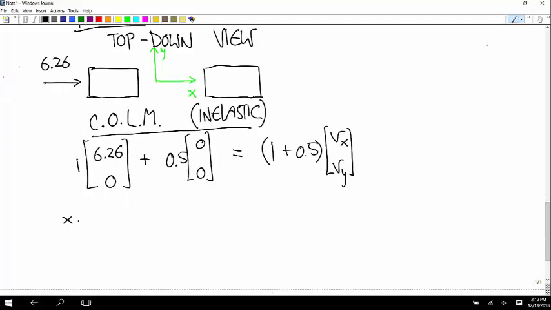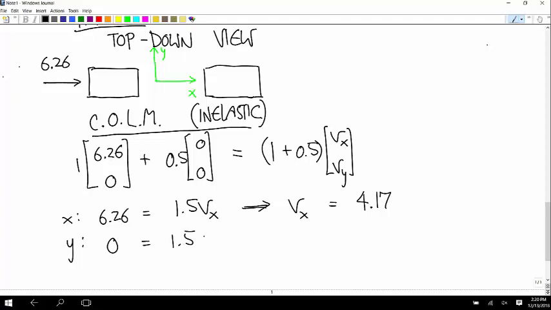The x equation says 6.26 is equal to 1.5 Vx. And so Vx is, what's 6.26 divided by 1.5? 4.17. And the y equation says 0 is equal to 1.5 Vy, so Vy is 0.